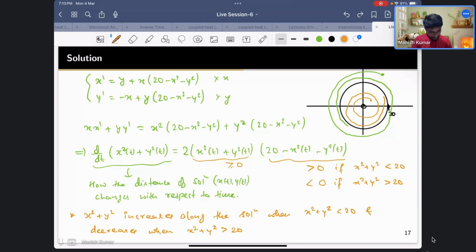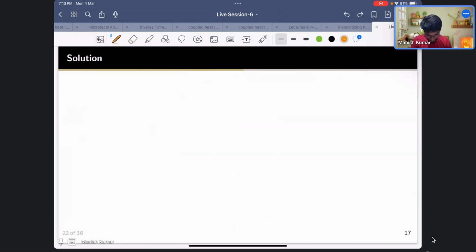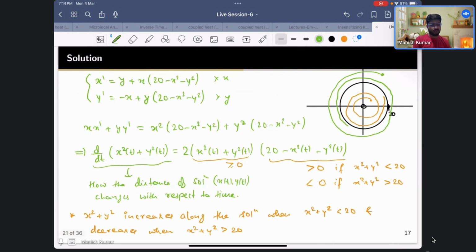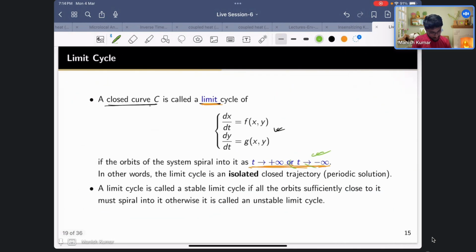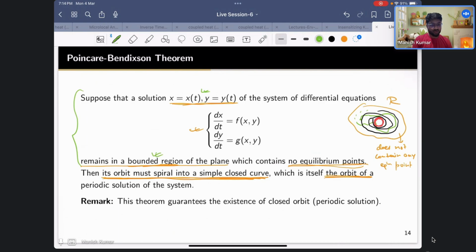So let us denote this R, the set of (x, y) such that x square plus y square is less than or equal to 20, this black shaded region. So this is the first thing, that it should be bounded in that region. So we considered one region and found that. Now the second thing we need to make sure is that this region should not contain any equilibrium point, right? So it should not have any equilibrium point.